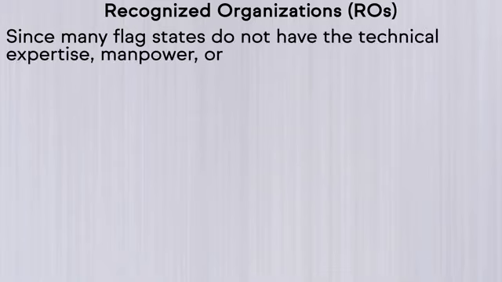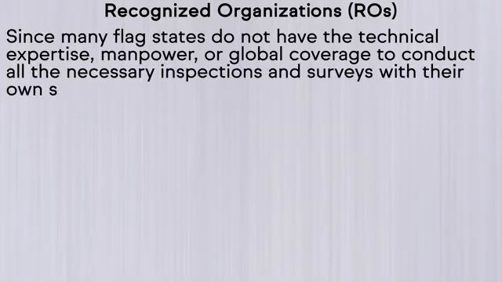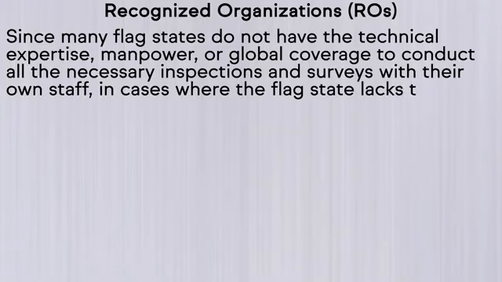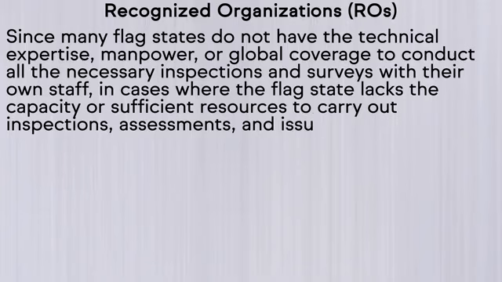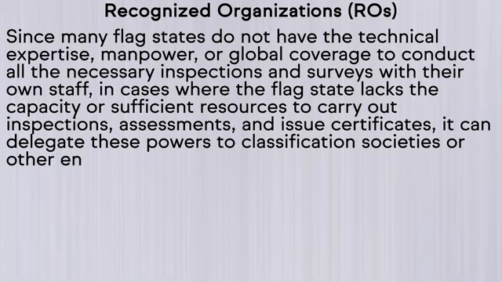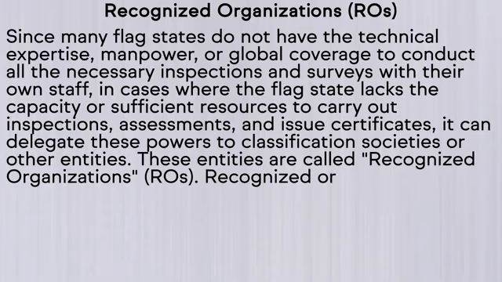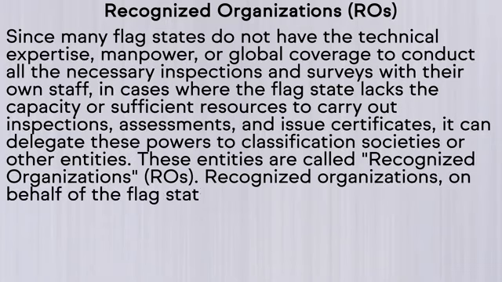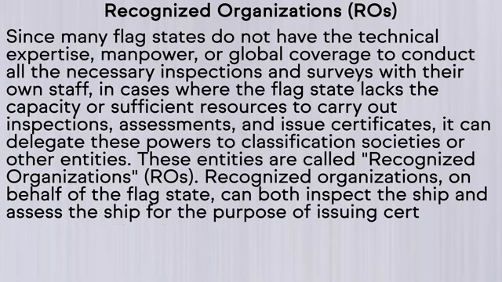Recognized organizations. Since many flag states do not have the technical expertise, manpower, or global coverage to conduct all the necessary inspections and surveys with their own staff, in cases where the flag state lacks the capacity or sufficient resources to carry out inspections, assessments, and issue certificates, it can delegate these powers to classification societies or other entities. These entities are called recognized organizations. Recognized organizations on behalf of the flag state can both inspect the ship and assess the ship for the purpose of issuing certificates.